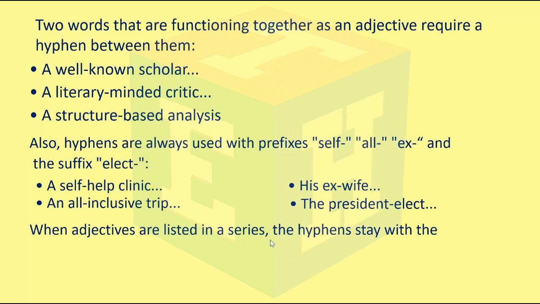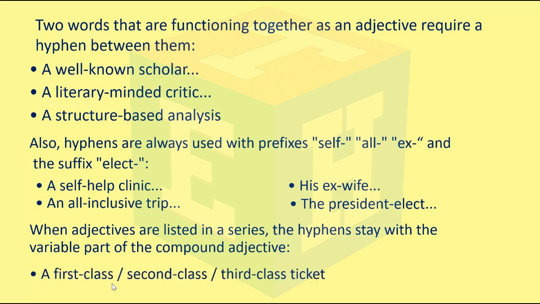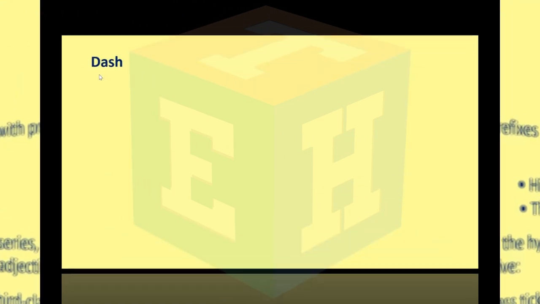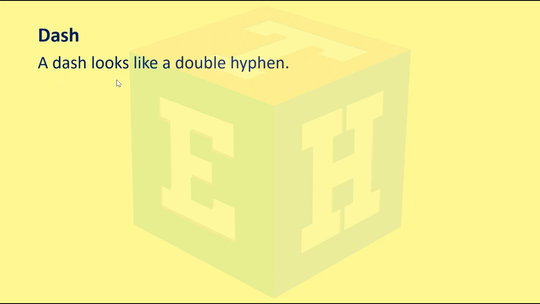When adjectives are listed in a series, the hyphens stay with the variable part of the compound adjective. A first-, second-, third-class ticket. Dash. A dash looks like a double hyphen.